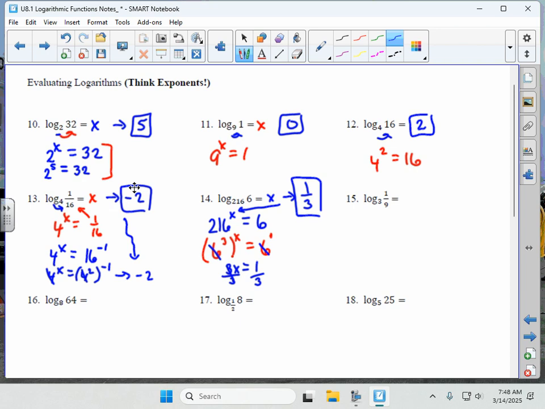All right, number 15, log base 3 of 1/9. This is similar to number 13, where we have that fraction. Again, you're asking yourself, 3 to what power gives you 9? 3 to the 2nd power is 9, but because of the fraction, it's going to have to be negative, so it's going to be -2. So 3 to the -2 power equals 1/9.